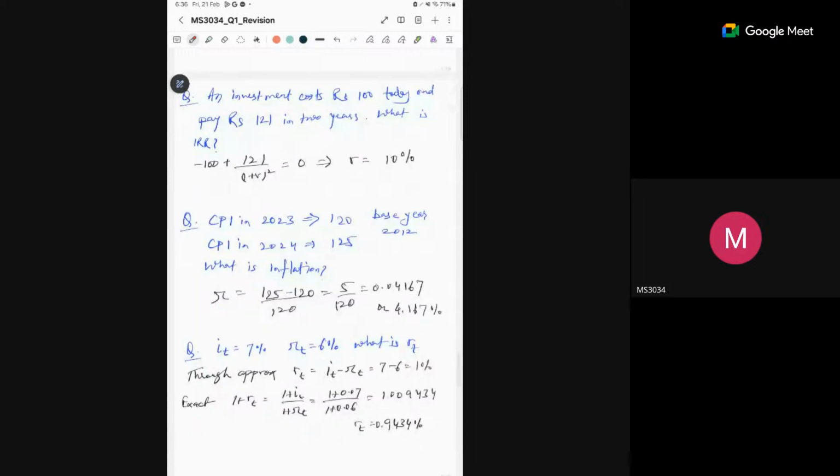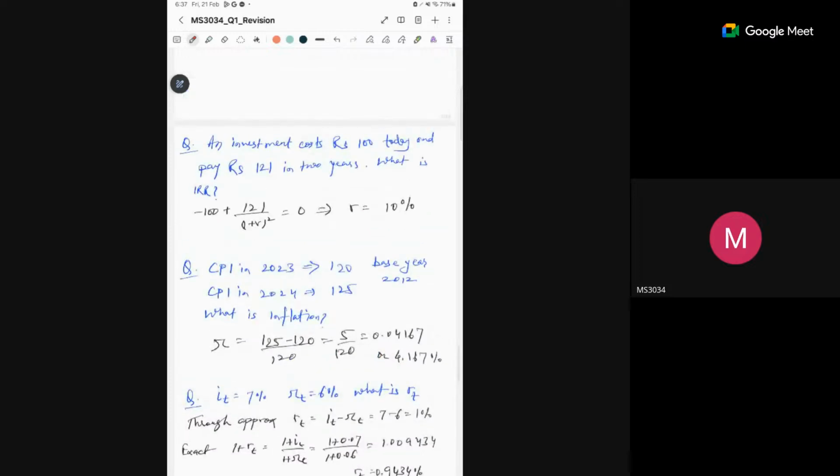Internal rate of return is nothing but the rate of return at which the NPV becomes zero. So I am using that formula, and from that, the internal rate of return comes out to be 10% in this case.